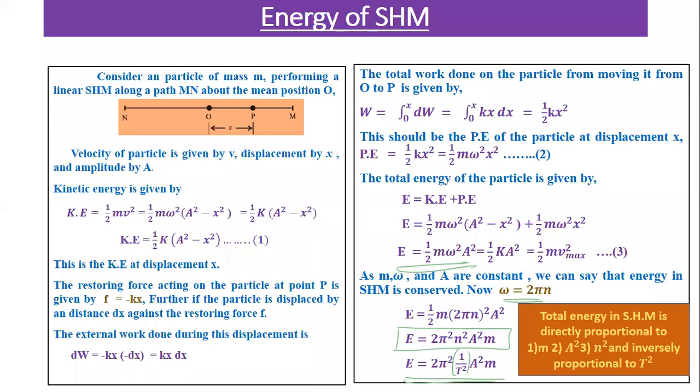So here we can write some important conclusions. The first conclusion is total energy is directly proportional to m. You can see here E and m are proportional. Second, total energy is proportional to amplitude square. In this formula also you can see it is directly proportional to n square, frequency square. It is proportional to omega square, means it is proportional to the frequency square, that you know. So these relations we get.